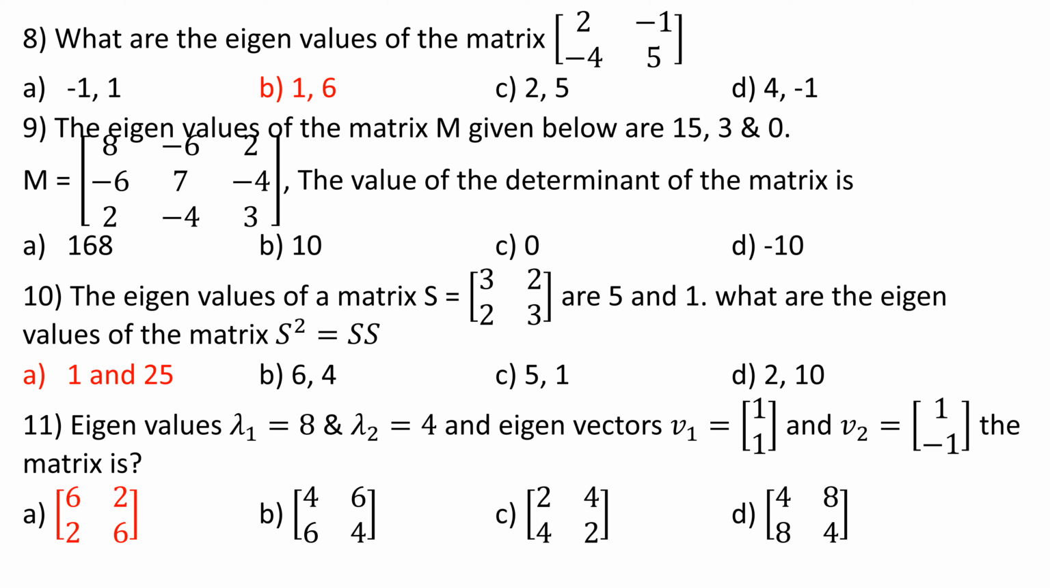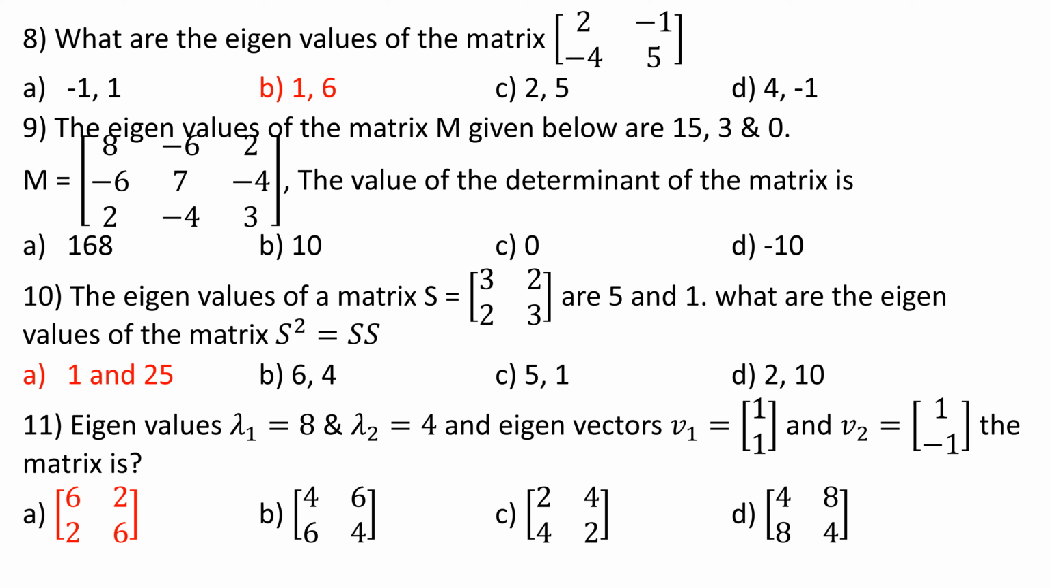Look at question number 8. What are the eigenvalues of the matrix? The given 2 by 2 matrix is 2, minus 1, minus 4, 5. Okay, so apply the concept, that is, the sum of the eigenvalues is equal to the sum of the diagonal elements. So 2 plus 5 is nothing but 7. Look at the options. Minus 1 plus 1 is 0. So option A is not correct. 1 plus 6 is 7. So option B may be correct.